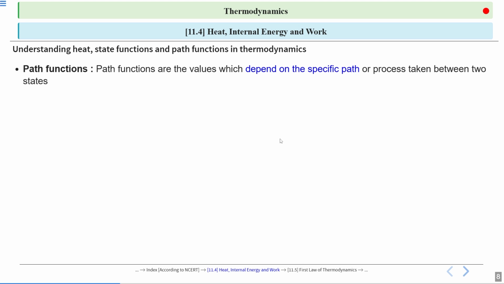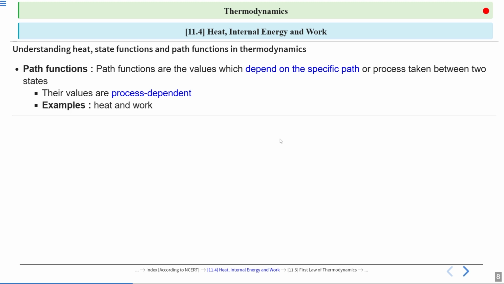Now, path functions. Path functions are the values which depend on the specific path or process taken between two states. Their values are process dependent. It means it depends on the process. They don't depend on initial and final point. It depends on the path. Process first, process second, like this. Examples: heat and work. So these are the examples of path functions. All right.